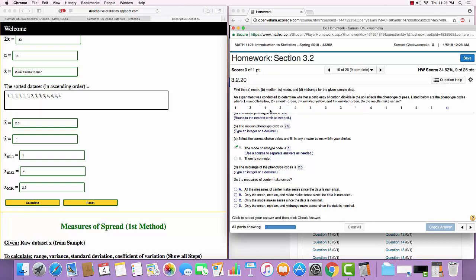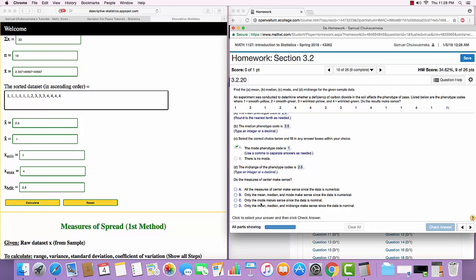The data is qualitative, but it has numerical representation. Okay, but actually the data is qualitative data. So A is out. You eliminate A. B, only the mean, median, and mode make sense since the data is numerical. The data is not numerical, no. C, only the mode makes sense since the data is nominal. Okay. D, only the mean, median, and mid-range make sense since the data is nominal.